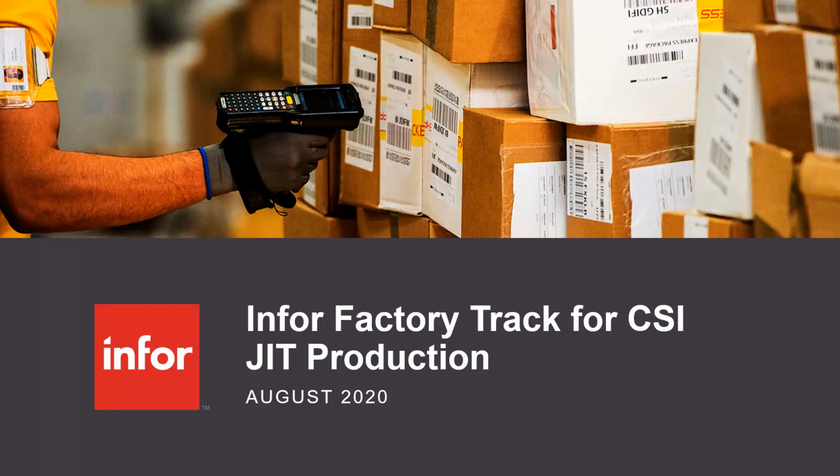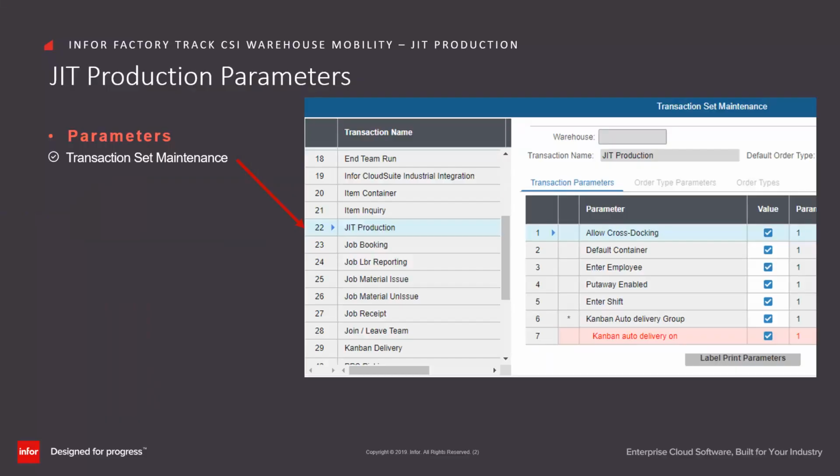Infor Factory Track for CSI, just-in-time production. Factory Track has several JIT production parameters to control the validations, displayed fields, and processing options that are permitted as part of the JIT production process. These are defined on the transaction set parameters form for the JIT production transaction. For this training, we've enabled all the parameters in order to show where those fields appear in the transaction steps.